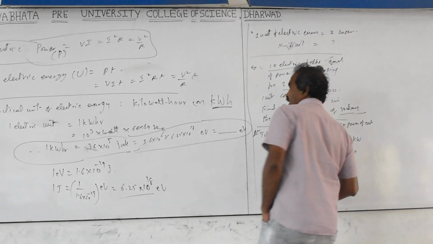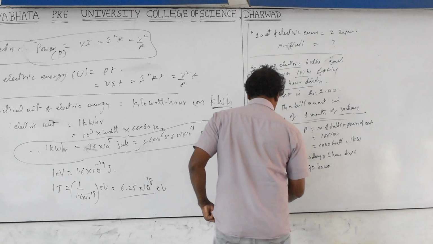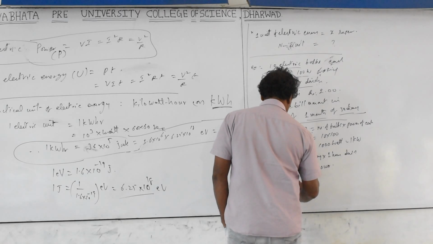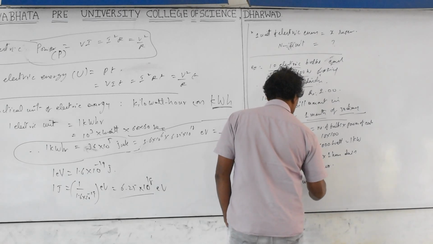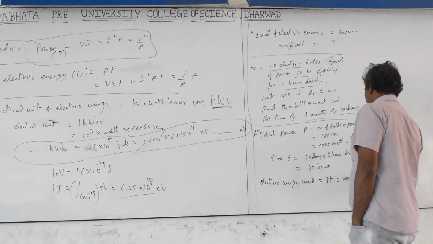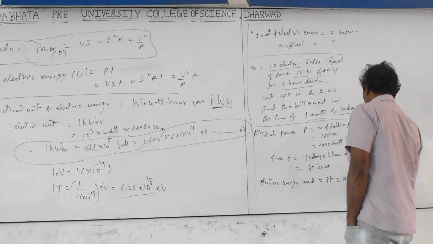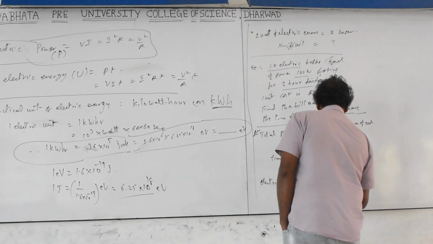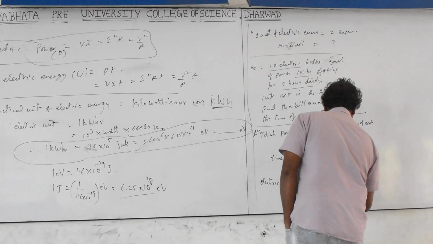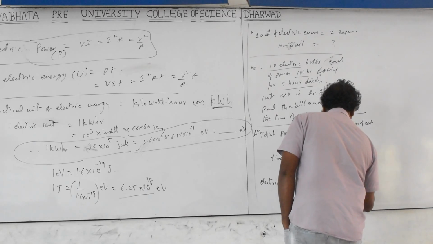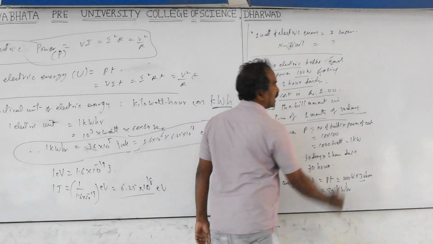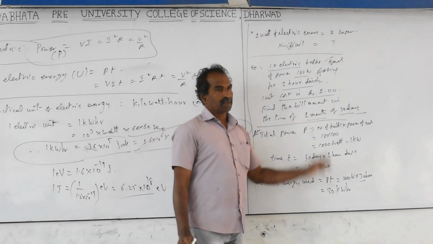So the unit of electrical energy becomes power times time. Electrical energy used is equal to power times time. Power is 1000 watts, which means 1 kilowatt, times time of 30 hours, which is 30 kilowatt hours. And the rate is 2 rupees per unit. So the bill amount becomes 30 times 2 rupees.